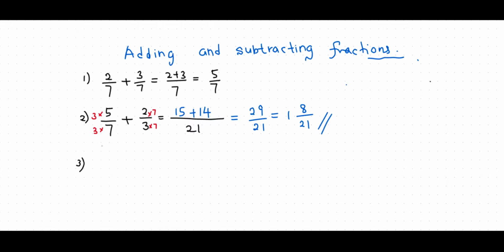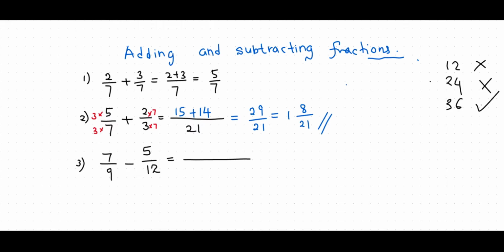Seven over 9 minus 5 over 12. Now subtraction. Denominators are 9 and 12. What is the LCM of 9 and 12? Go through 12 times table and see which is divisible by 9. 12, it is not divisible by 9. 24, no. 36, yes, 36 is divisible by 9. 36 is the common denominator.